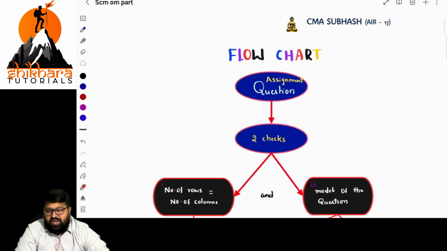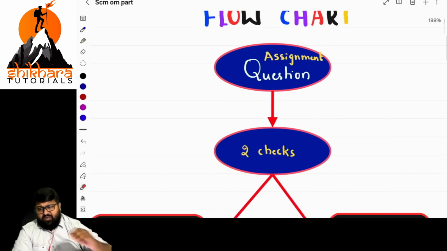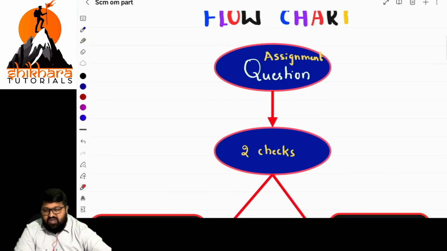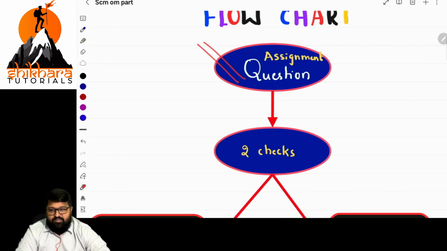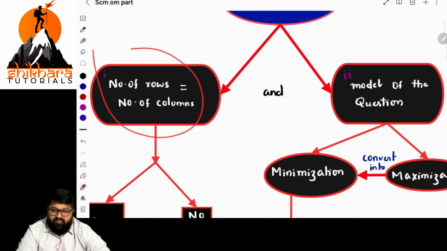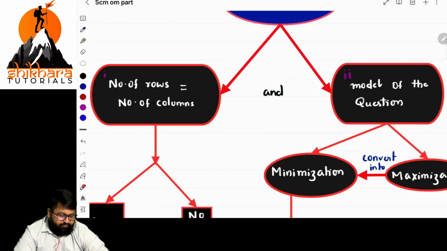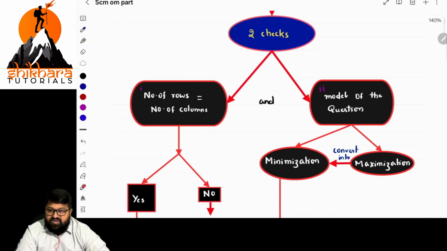Sir, and also I have drafted everything to be done in the case of assignment in the form of a flowchart. First, there can be the keywords like assignment or optimization of a cost and all. Then automatically you can go with the assignment problem. Then the two checks we have to follow. The first check is whether number of rows equals number of columns. The second check is what, ma? The model of the question, whether it is minimization model or maximization model.